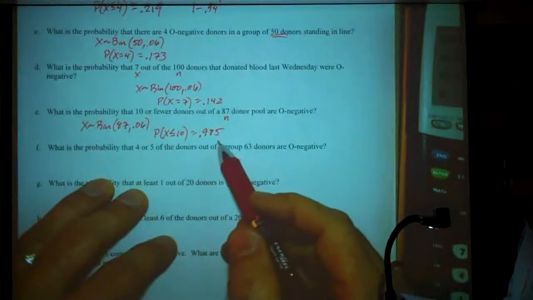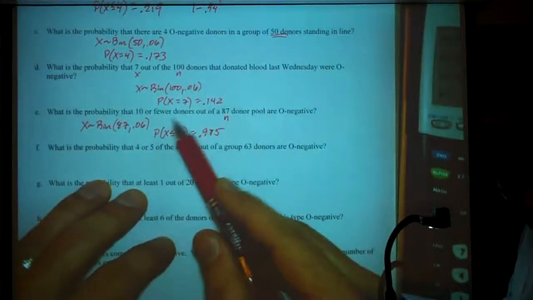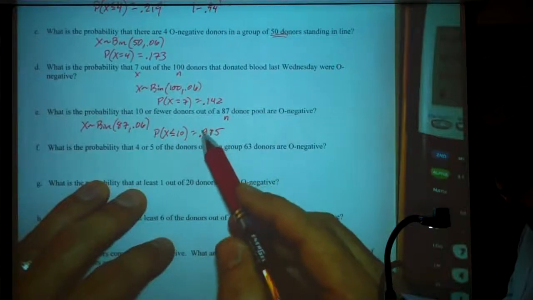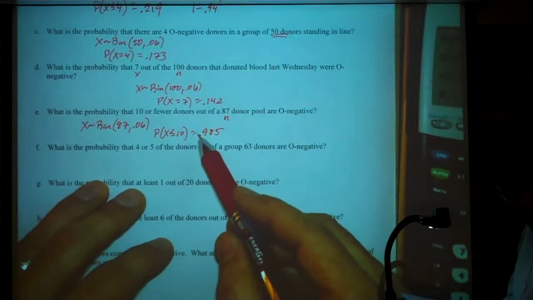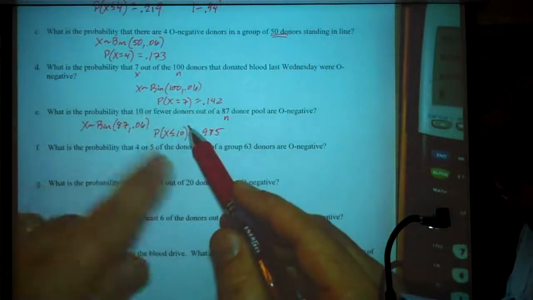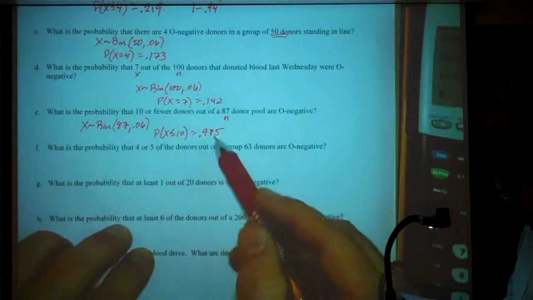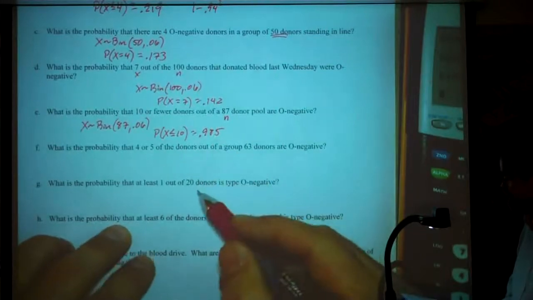Let's just think about that for a second. There's only a 6% chance. I would expect out of 100 people to have 6 O-negative people. And this is saying 10 or fewer, which covers 6 and everything less than it. And there's 87, less than 100 people. So yeah, it makes sense that this is going to be a very high probability.